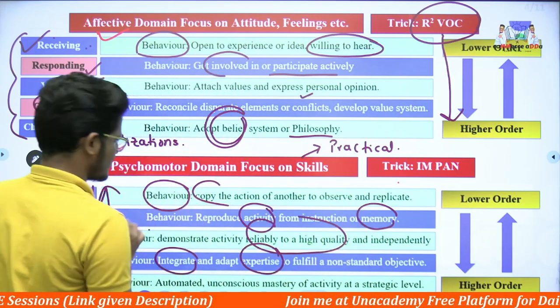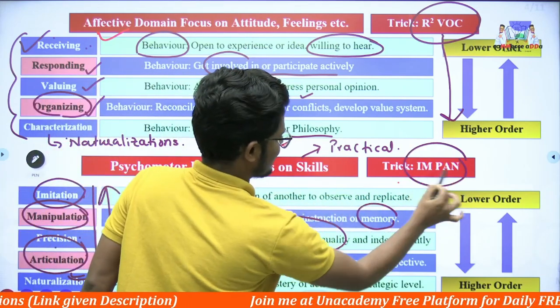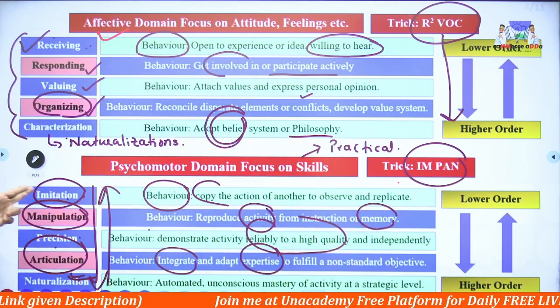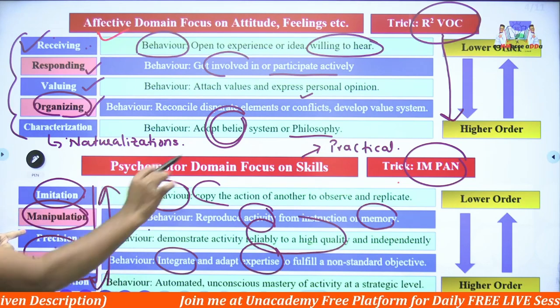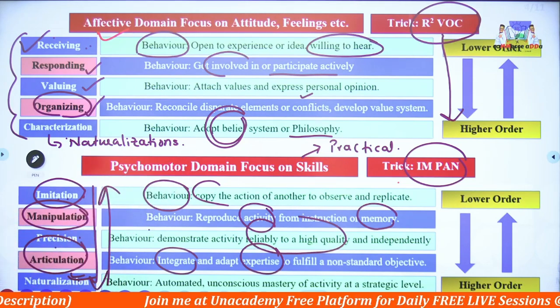Here, how to remember this one? I am PAN: I am imitation, manipulation, and PAN, precision, articulation, naturalization.